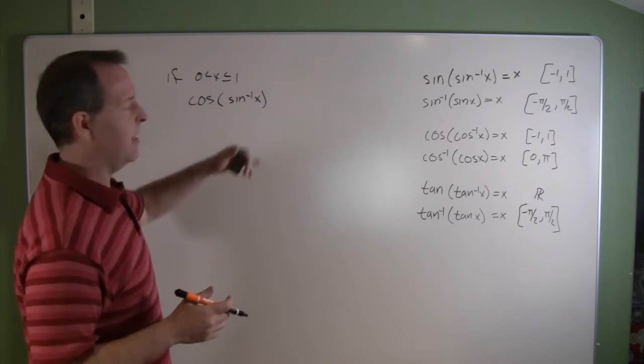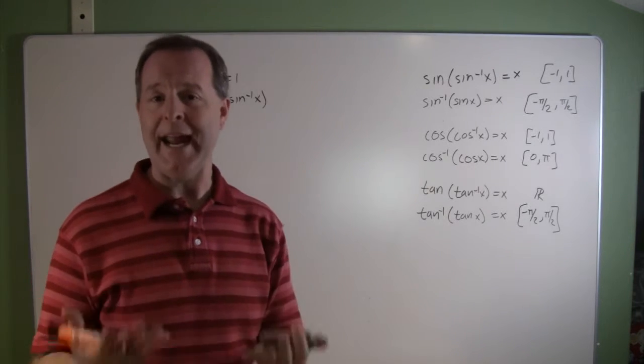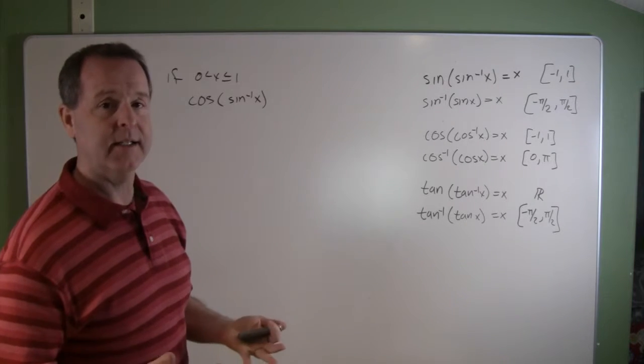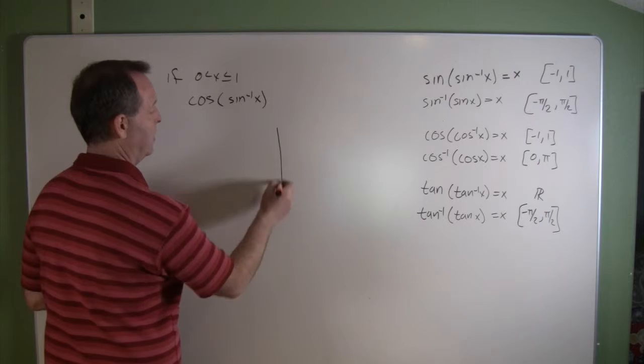Well, let's first understand what that inverse sine of x is asking. It's asking us for the angle that produces a sine of x. And the best way we've been able to do that so far is to go ahead and start to draw a triangle.